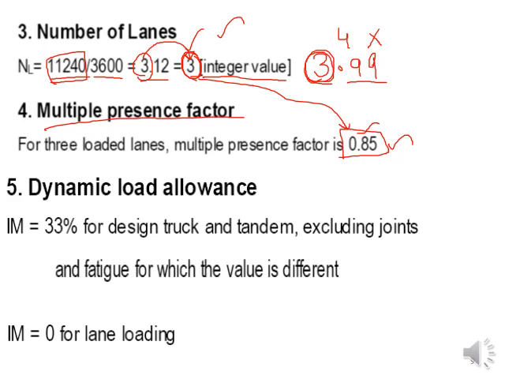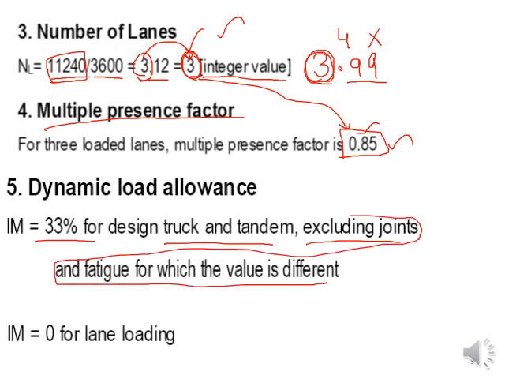Step number 5, dynamic load allowance. That is 33% of the design truck and the tandem, excluding the joints. That is extra information, but 33% applies to the design truck and tandem, while for the joints and fatigue the value is different. That is out of scope for your case. But keep in mind that if fatigue analysis has to be done, and for the joints the extension and contractions are included, then there will be another criterion.